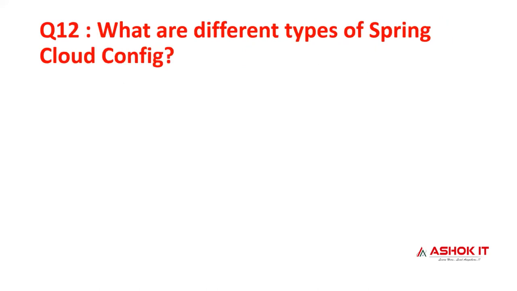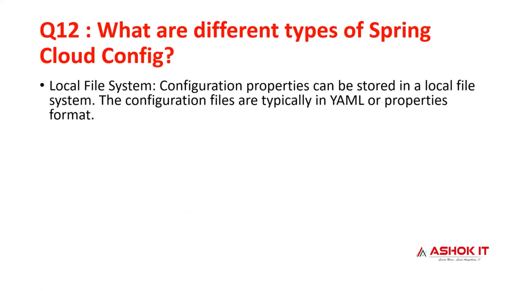What are the different types of cloud config? I want to configure this. How can we do it? We can use a local file system, a properties file, or a YAML file. This is generally used for testing purposes.